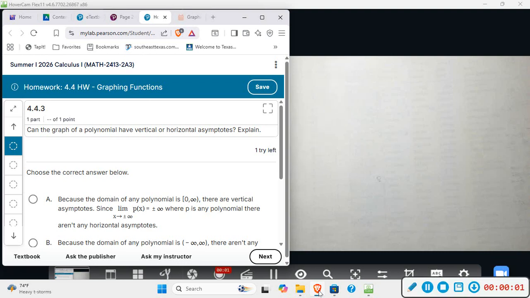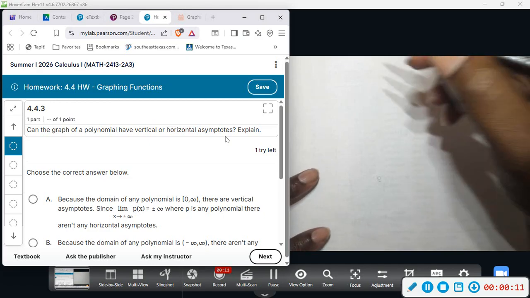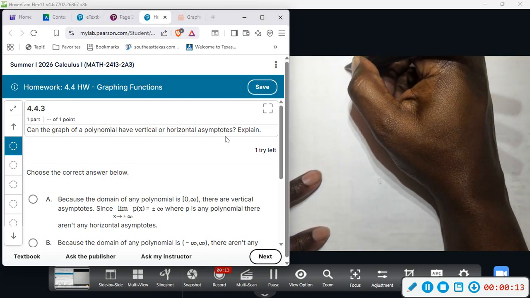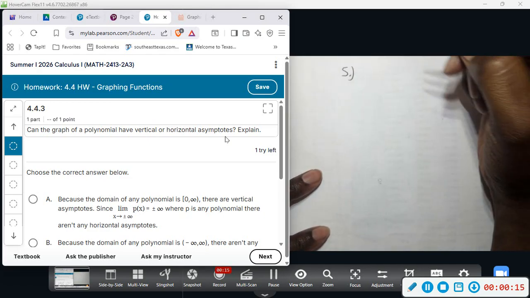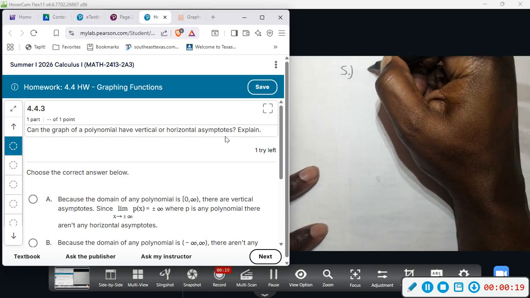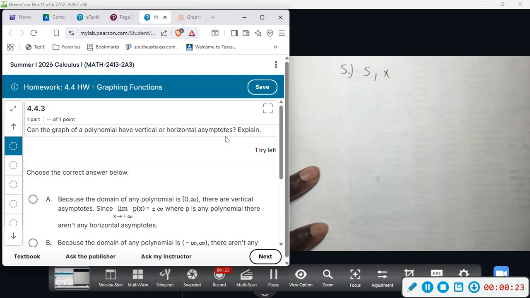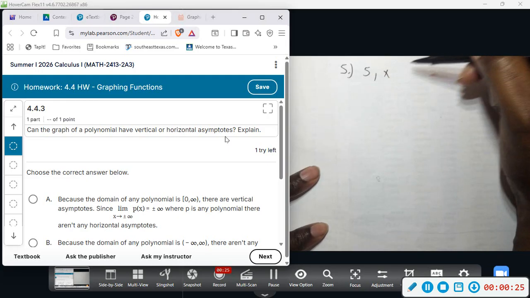All right, question number 5. It says, can the graph of a polynomial have a vertical or horizontal asymptote? Explain. So a polynomial, let's just review. A polynomial is just one term. It could be 5, or it could be x, or it could be a sum of multiple polynomials added and multiplied together.